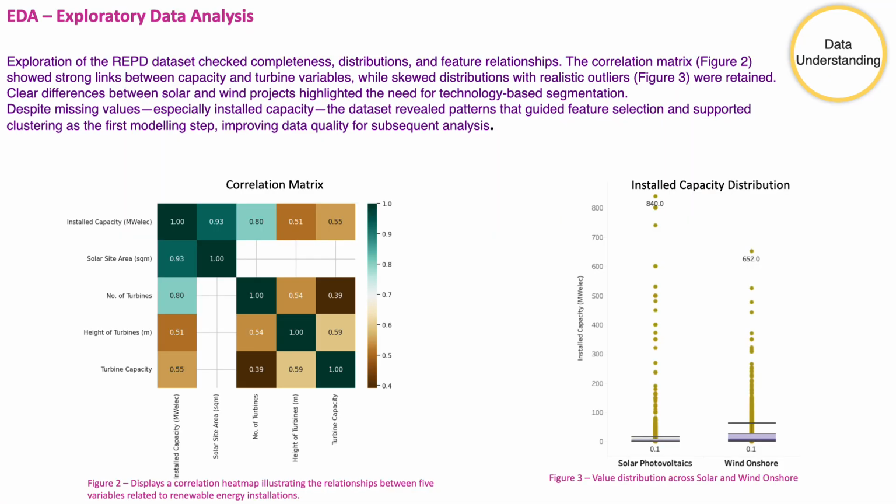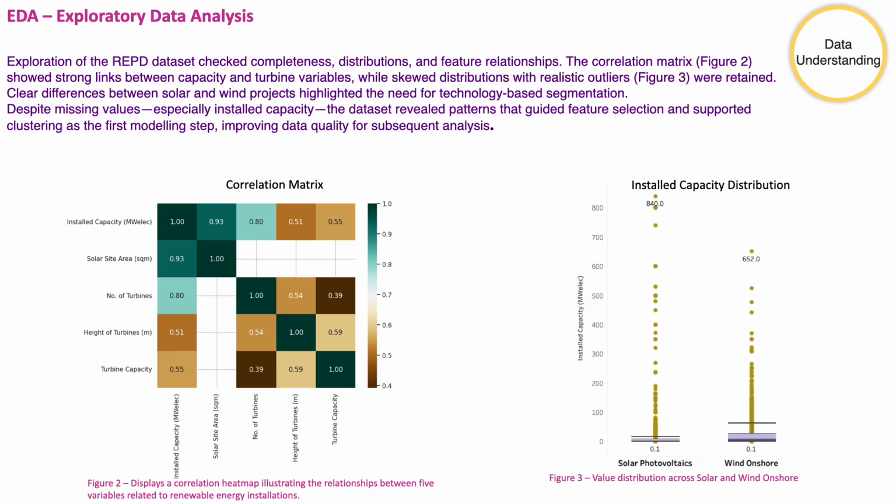Understanding the data. When I explored the data set, I immediately saw that it is really a mix of different technologies. A solar farm behaves nothing like a wind farm. Solar capacity is strongly linked to site area: bigger land, more panels, more power. Wind capacity depends on turbine height, total capacity, and number of turbines as well. It's like comparing apples and oranges. If I try one single formula for everything, the answer will be blurred.